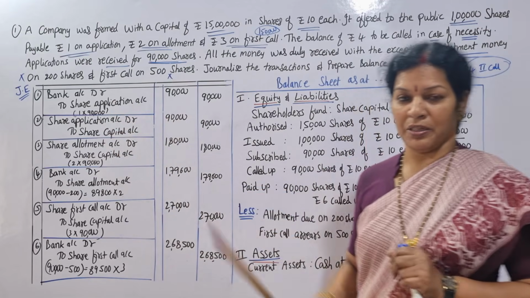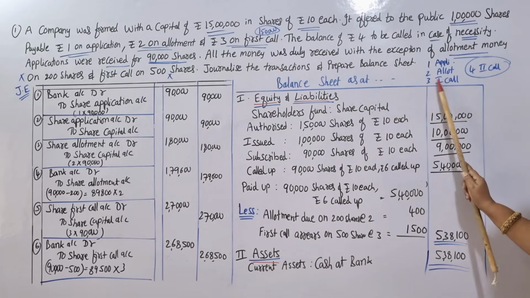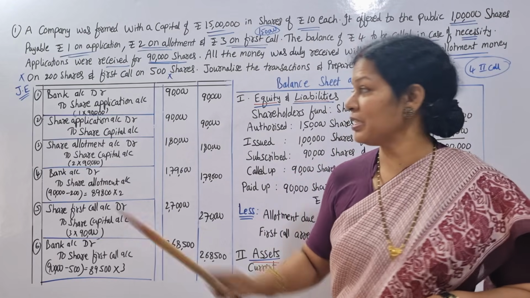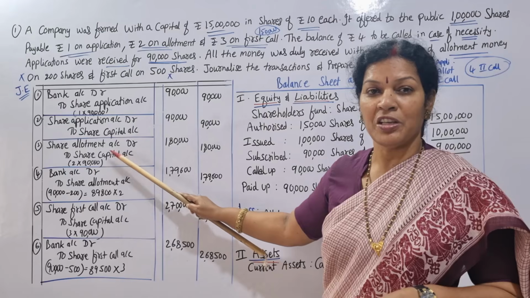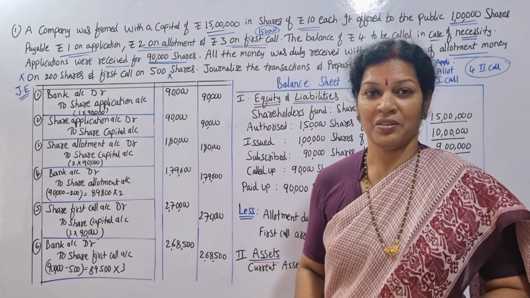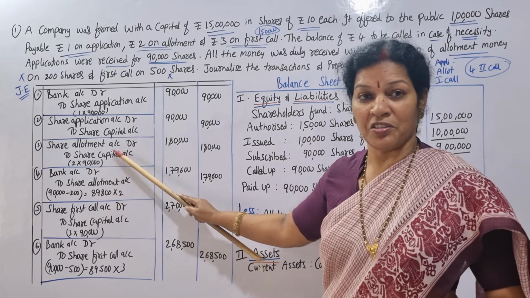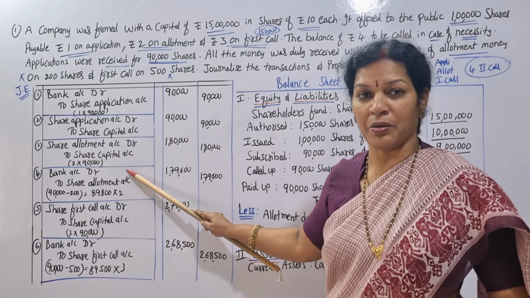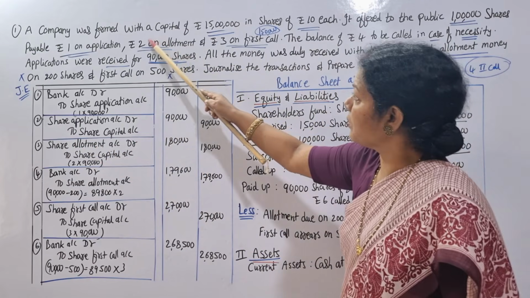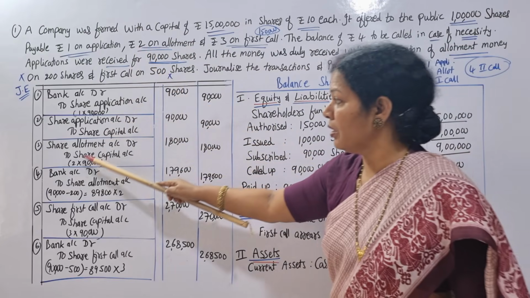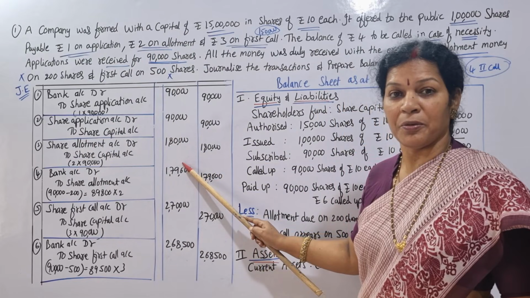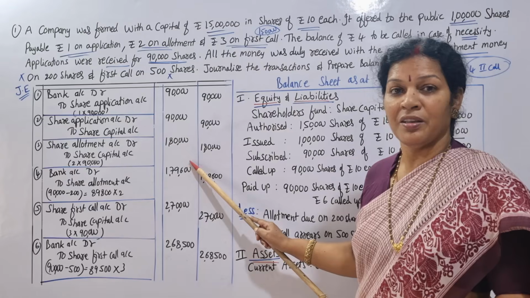Application is over. Allotment. Allotment amount is how much? 2 rupees. Allotment amount to be received, one entry. To be received means share allotment account attached to share capital account. Always share capital comes on the credit side. How much is the share capital allotment? 2 rupees, you can see here 2 rupees on allotment. So 90,000 into 2 rupees comes to 1,80,000. This is for the allotment.